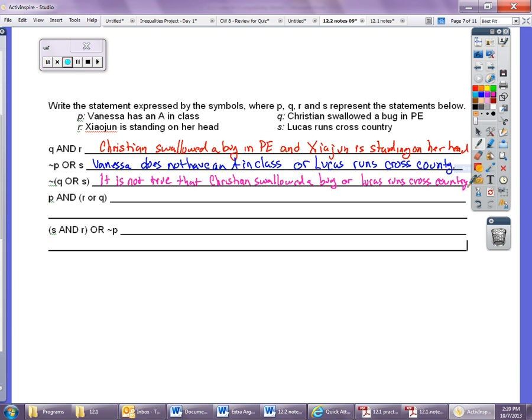P and R or Q. So P, Vanessa has an A. And either R or Q: Jayoon is standing on her head, or Q, Christian swallowed a bug.